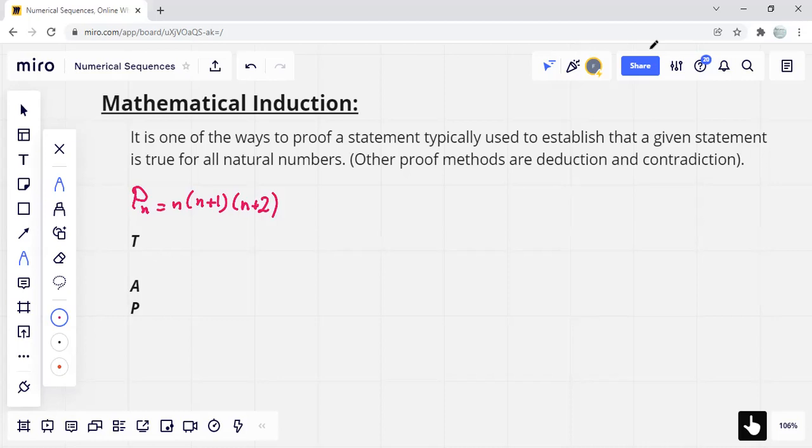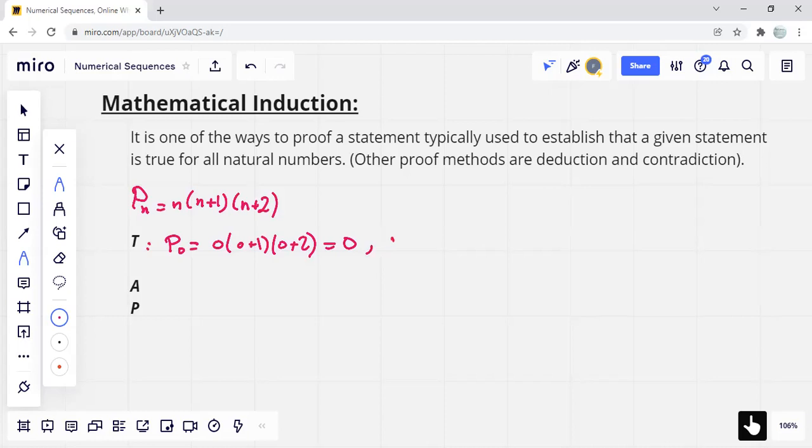We can test it. Okay, the first step is test. For example, we can try P0. P0 is equal to 0 into 0 plus 1 into 0 plus 2, which is of course 0, and it is divisible by 6. Okay, so it is true. The first step is true.